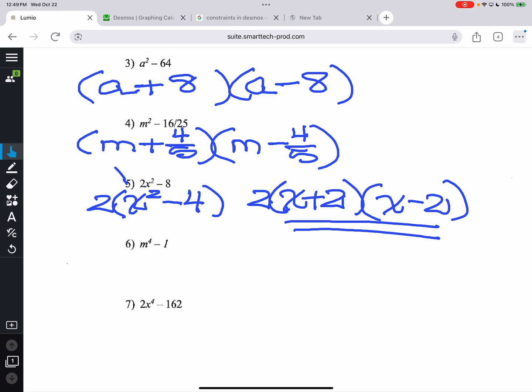Yes, ma'am? Why would there not be a 2 in front of the parentheses x minus? Because if we knew what x was, this would be a number and that would be a number. And 2 was removed only one time from it. So if it was 4x? If it was 4x, it would be 2 in front of each.